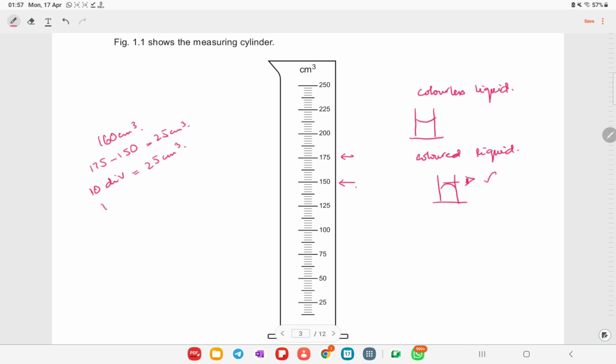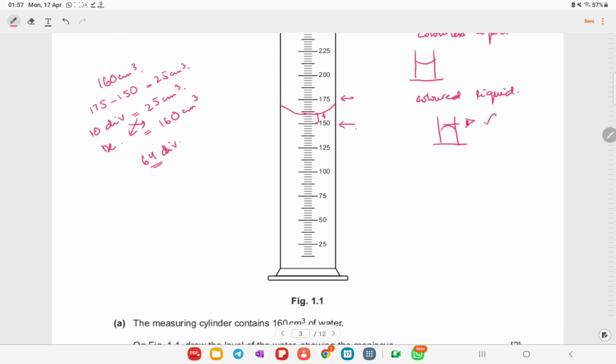So 160 cm³ equals x. Now you cross multiply, so it's going to be 64. So basically you have to draw the marking at 64. These are the 4 lines. Okay, so I'm going to draw this level somewhat like this. So this is going to be the answer for the first part.